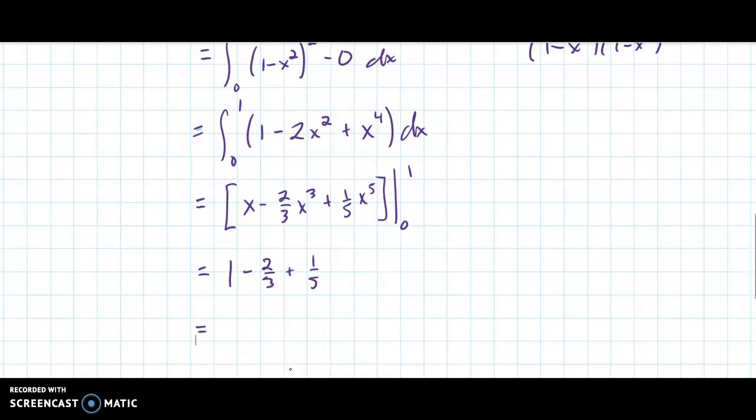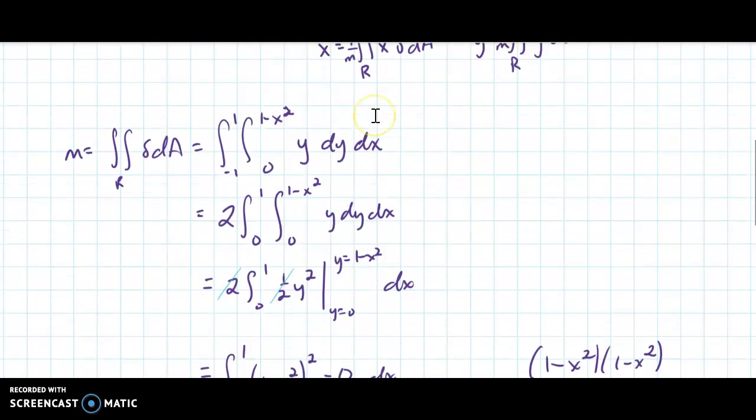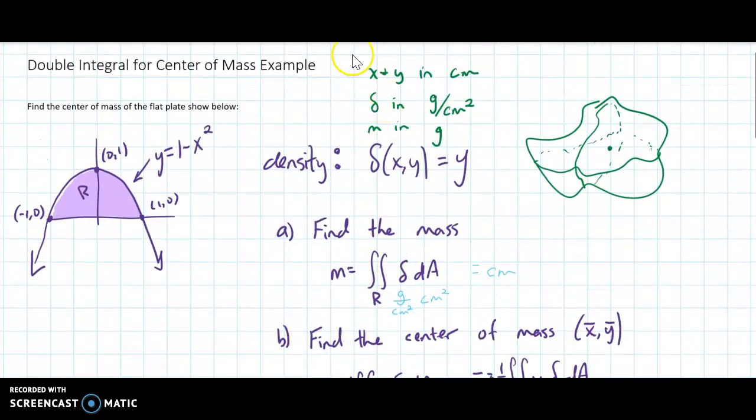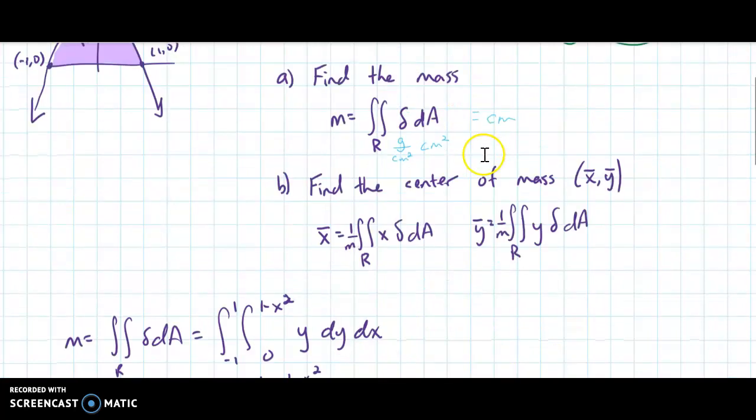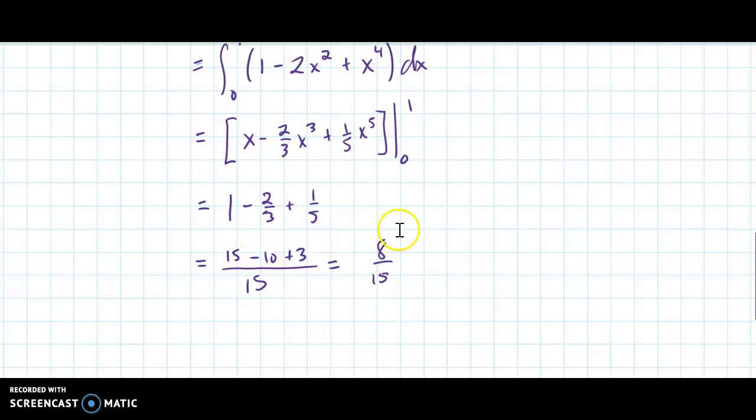You should be able to do a common denominator. It's going to be 15 is my denominator. So 15, the 2 gets multiplied by 5, minus 10. The 1 gets multiplied by 3, plus 3. So when I do my arithmetic there, I get 8 out of 15. If we were using units, which I didn't really specify, I just sort of said that when I drew this green stuff up here, that would be grams. So that's the mass.